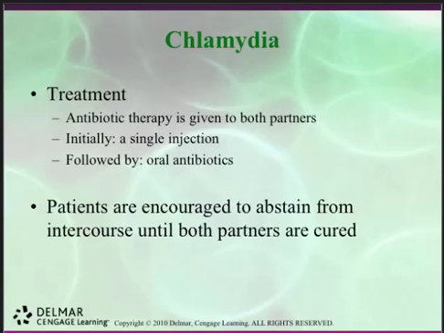The treatment is antibiotic therapy given to both partners, initially a single injection followed by oral administration, and the patients are encouraged to abstain from intercourse until both partners are cured of the disease. It can be cured with a complete course of antibiotics. It's important to abstain from intercourse to avoid transmission of resistant strains back and forth between partners. Personal hygiene is also recommended to patients to avoid spreading infection in the eyes.